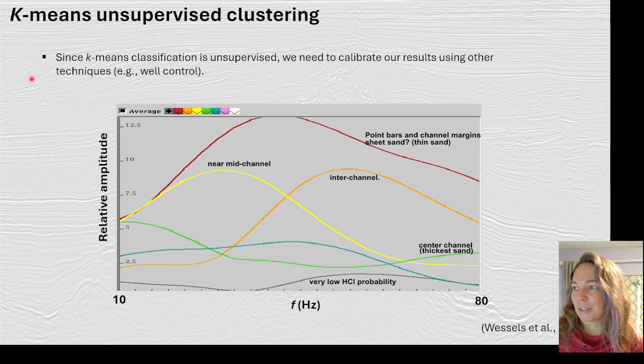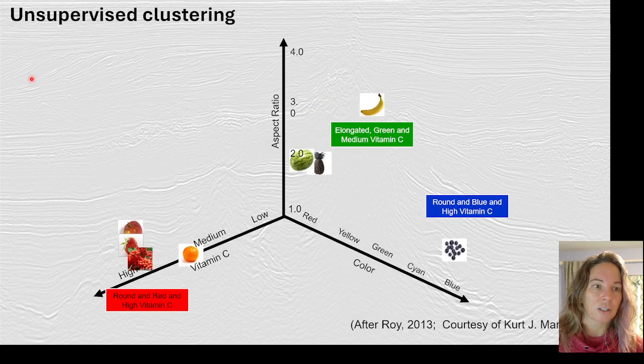So in this case, we would use that well control to give it meaning. So here, the authors of the study, who of course looked at this for longer than it took me to read the paper, went through, and with their well control, they assigned the red clusters to be point bars and channel margins, maybe a sheet sand. The orange was more of the inner channel along axes. We've got very low hydrocarbon probability in the gray cluster. So that's what you would do as a geologist.